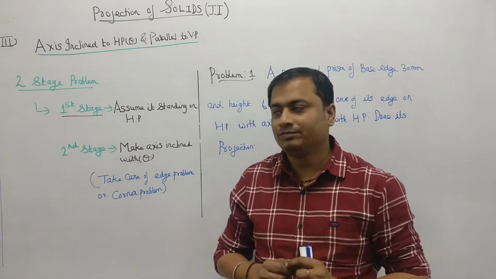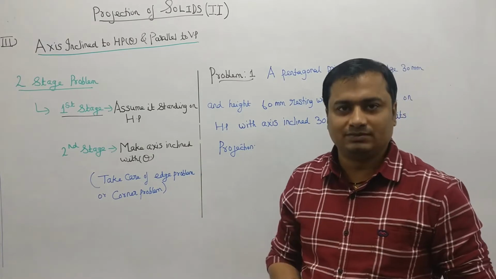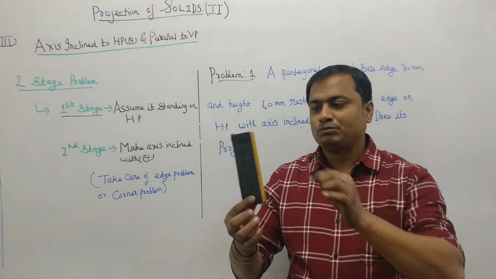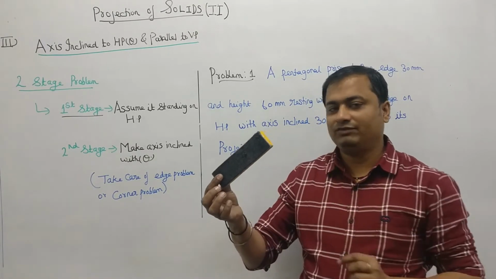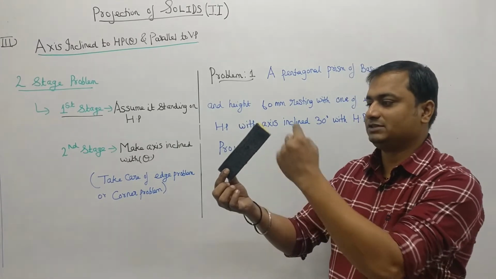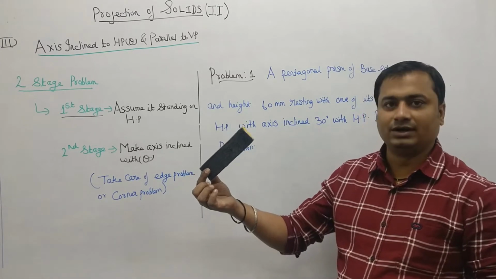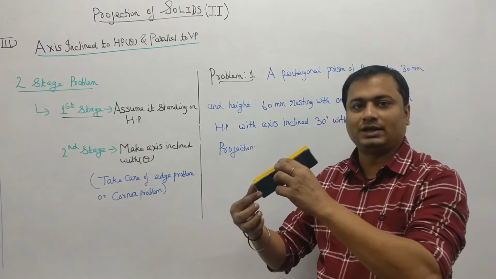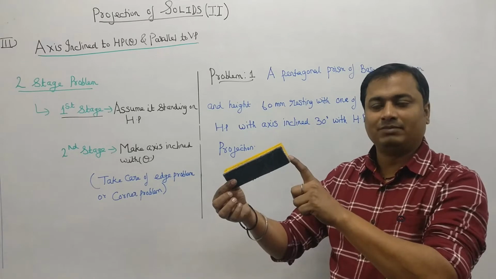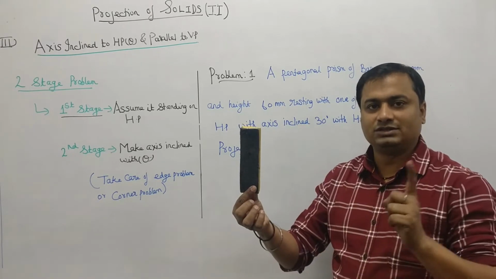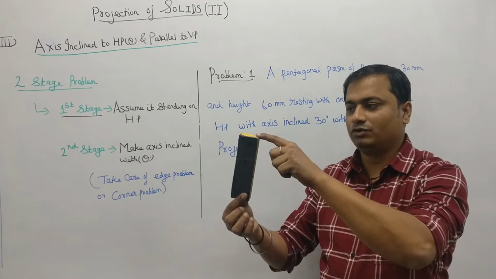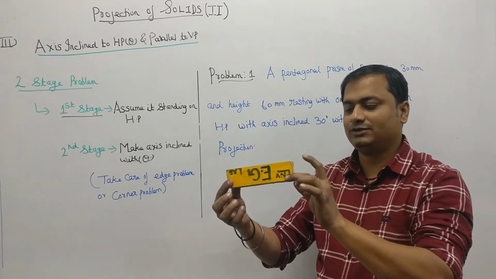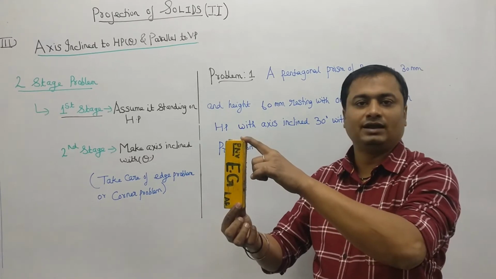Now in the first stage, again here we are going to assume something. Suppose this solid is inclined with the HP. Actually we want to draw the projection of the solid which is inclined with the HP. So this is my solid. What am I going to assume in the first stage? In the first stage I am going to assume this solid is not inclined, but it is actually standing on HP. So this is my assumption in the first stage. Actually we have to draw for the inclined one, but what I will be assuming is, it is not inclined, it is standing on HP.